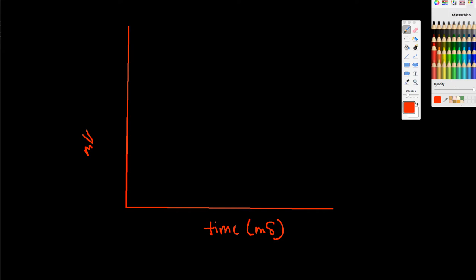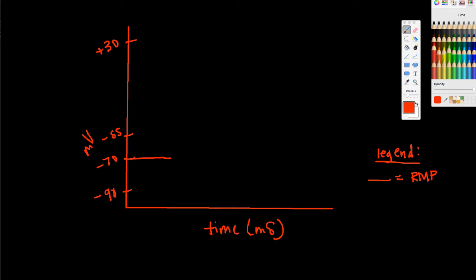So let's label some relevant points on our graph. So this is negative 70. Here we have negative 55. Up here we have positive 30, and then maybe down here we have negative 90. I'm going to make some keys over here in this legend. So we're going to say that red equals resting membrane potential, and we know that the resting membrane potential is negative 70. So here we have a membrane chugging along at negative 70.